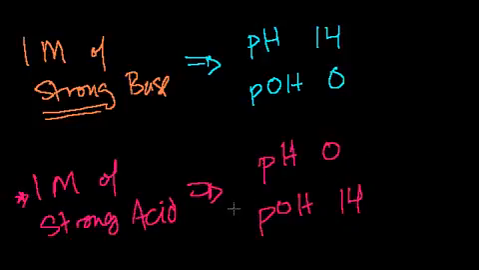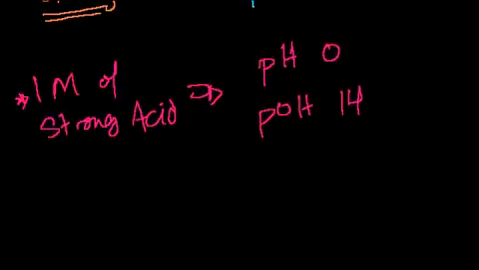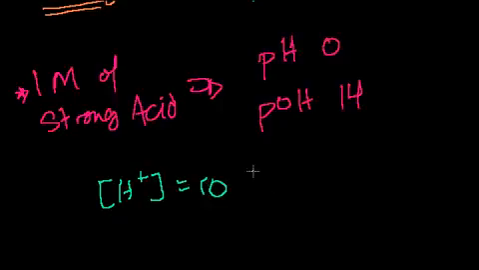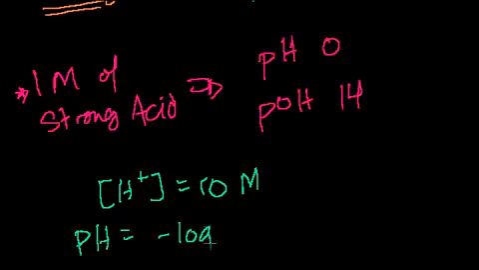If you had 2 molars of a strong acid, or actually if you had 10 molars, right? Let's say you get your hydrogen concentration to 10 molar. So if you had 10 molar of a strong acid in an aqueous solution, what's your pH going to be? Your pH is going to be the minus log base 10 of 10. The log base 10 of 10 is 1. 10 to the first power is 10. So this is equal to minus 1.